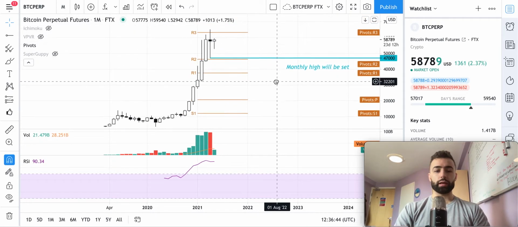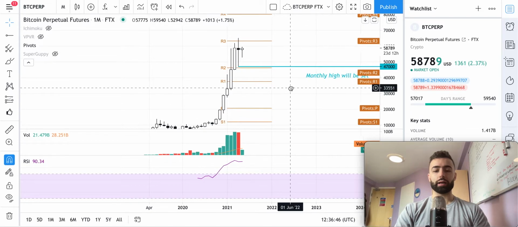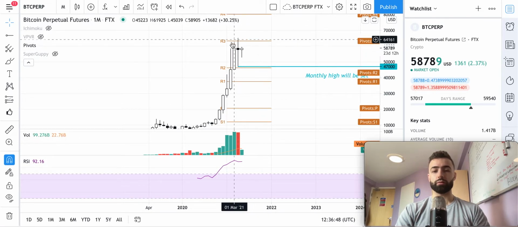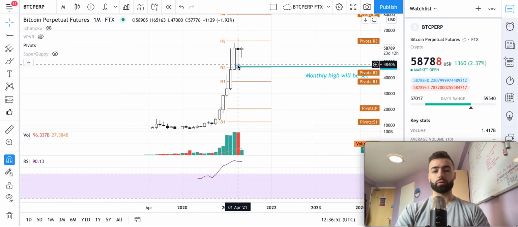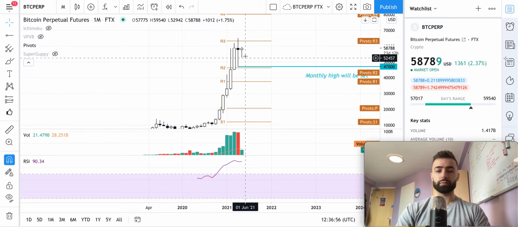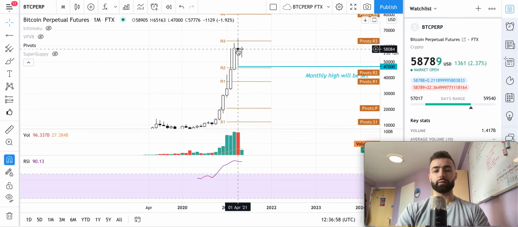We are looking at a monthly high potentially being set. We don't know that for sure yet because this month has not broken the high or low of the previous monthly candle. We may end up getting an inside bar this month. We'll see what ends up playing out here.